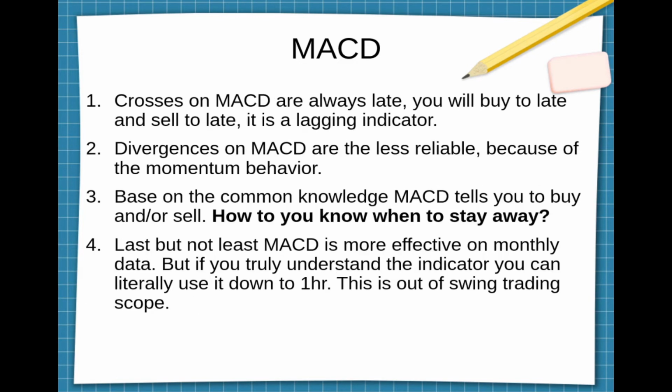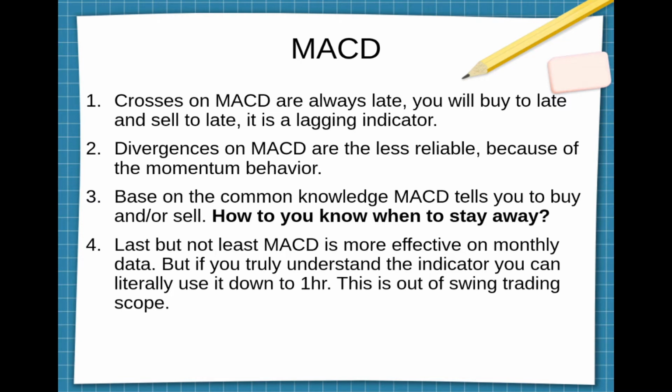The reason: MACD, as we saw in the lesson about indicators, lesson 1 or lesson 2, is a lagging indicator, which means MACD crosses are always late. You will buy too late or you will sell too late. It is a lagging indicator.